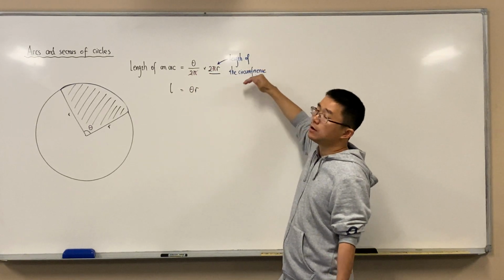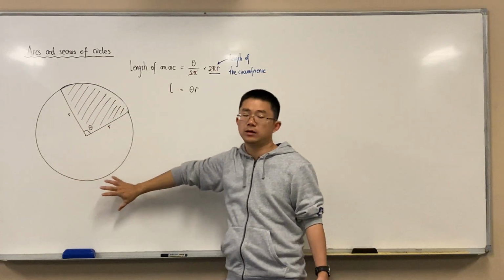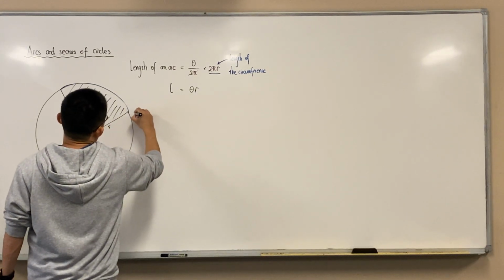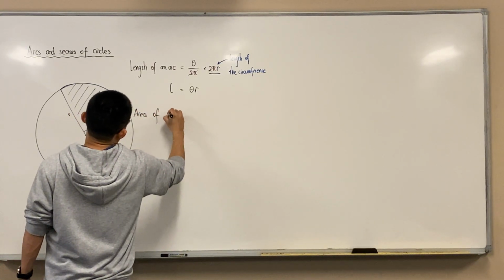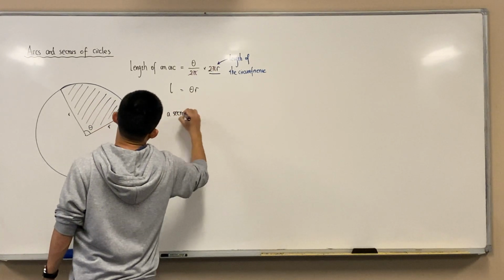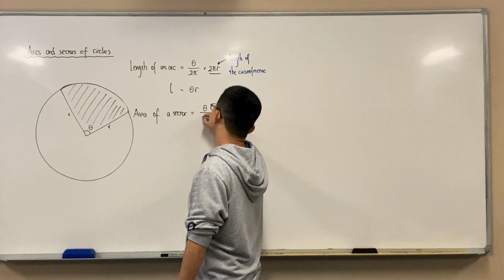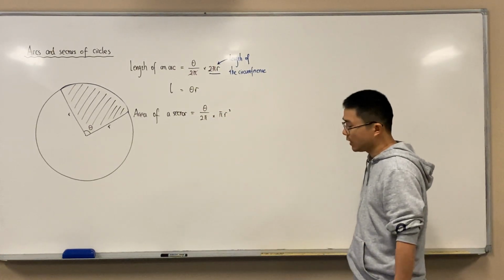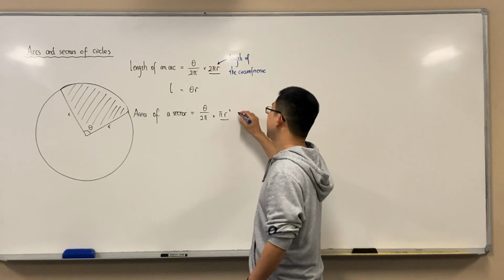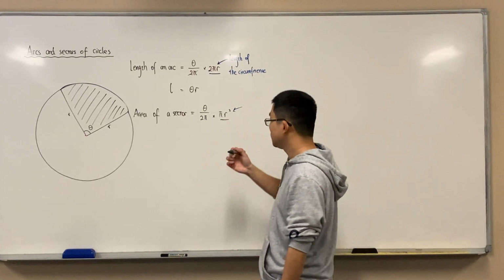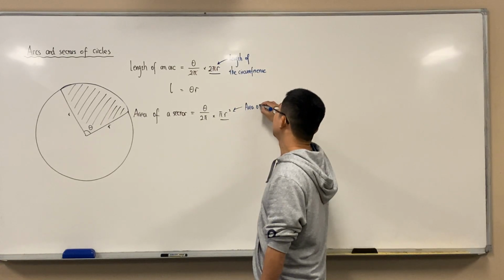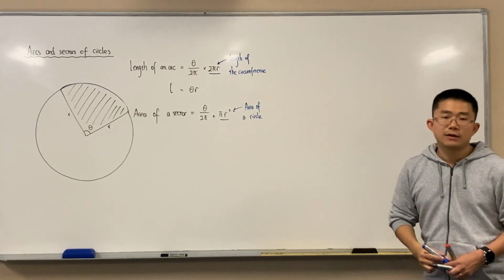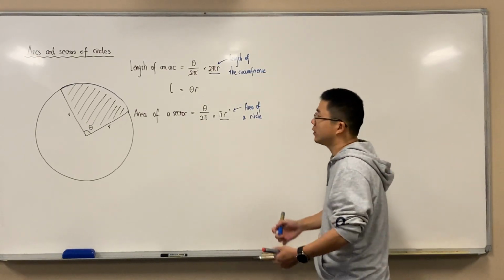Instead of finding the length of a circumference, we just need to find the entire area of a circle, and we should be able to get another formula. So the area of a sector is equal to theta over 2 pi times pi r squared. Now pi r squared this time is the area of this entire circle. And if we multiply by theta over 2 pi, that gives you the area of a sector.